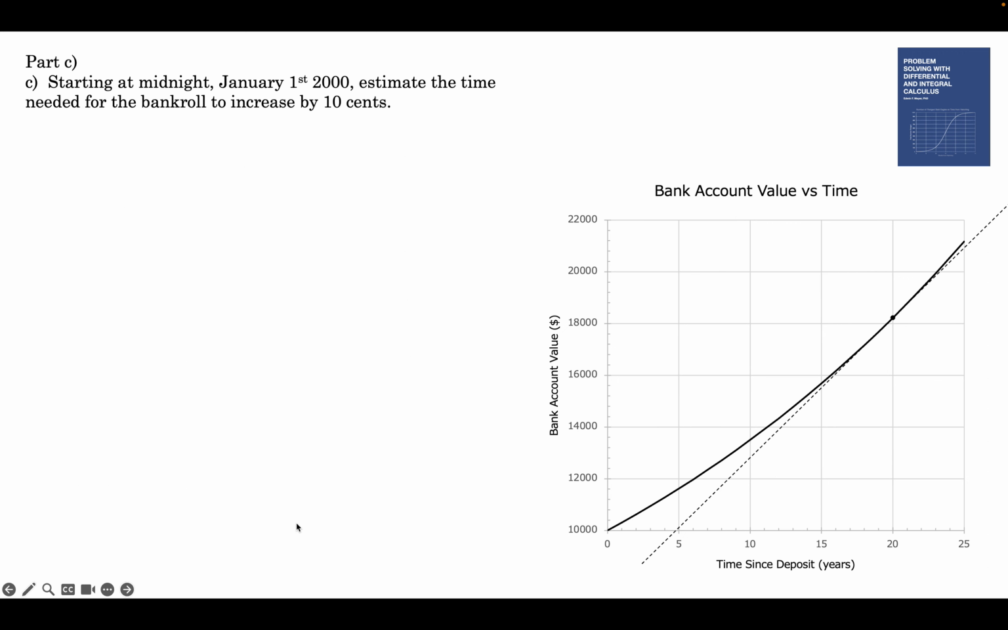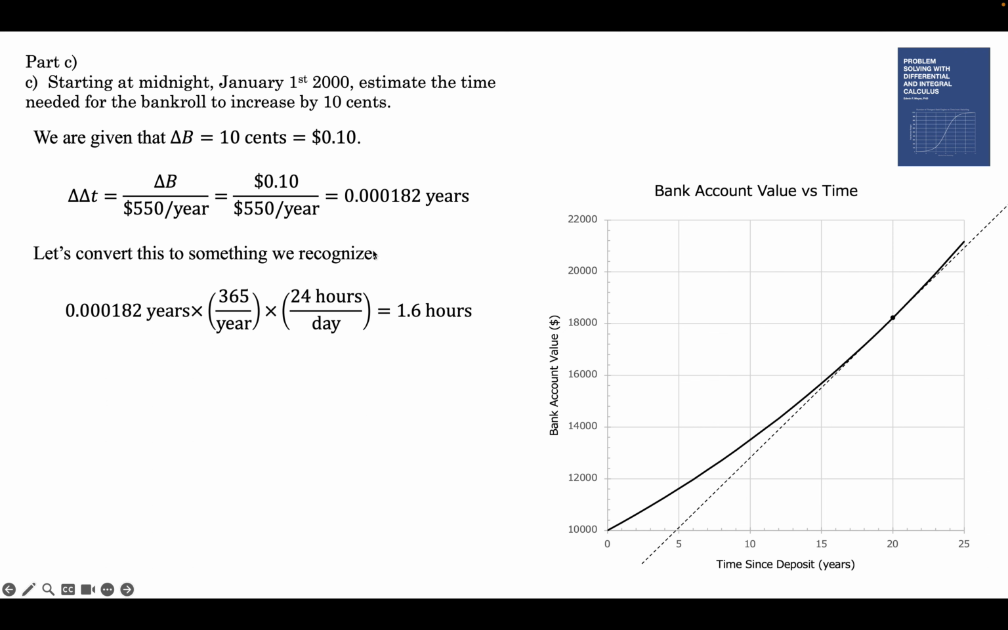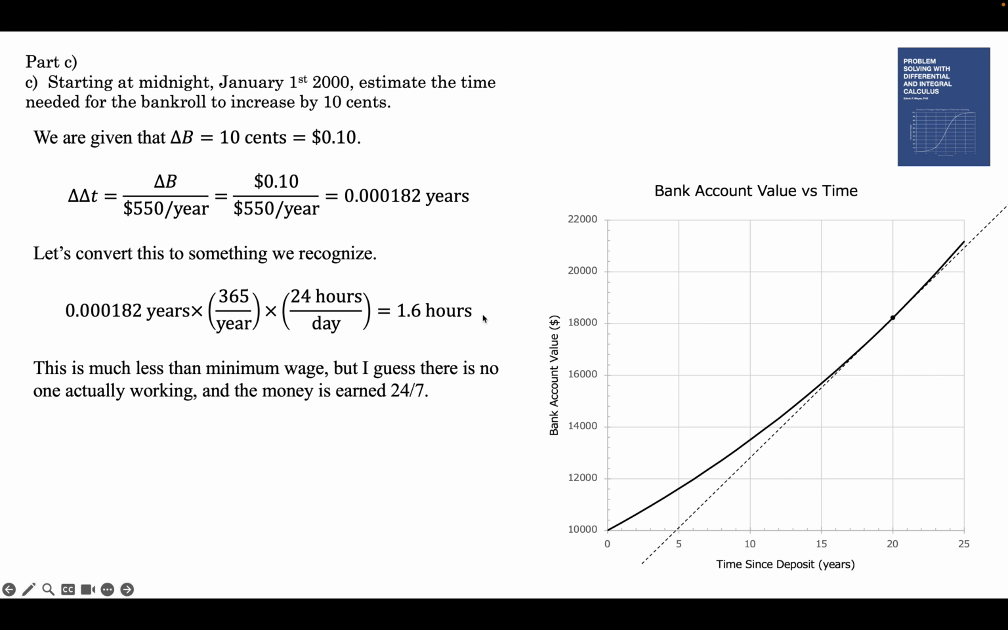So we plug in 10 cents for delta B, and we get this. I don't know what that is. My intuition is not good for 0.000182 years. Let's convert this to something we recognize. So multiply by 1, multiply by 1 again. A fraction is equal to 1 if the top is the same as the bottom. So I took this time and I multiplied by 1 twice. And it's the same time because I multiplied by 1. It's just expressed in different units. 1.6 hours, that's less than minimum wage, but no one's actually working, and your money's working 24/7. It's compounded continuously all the time.